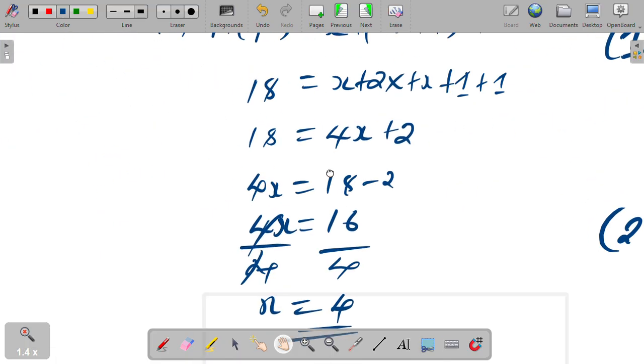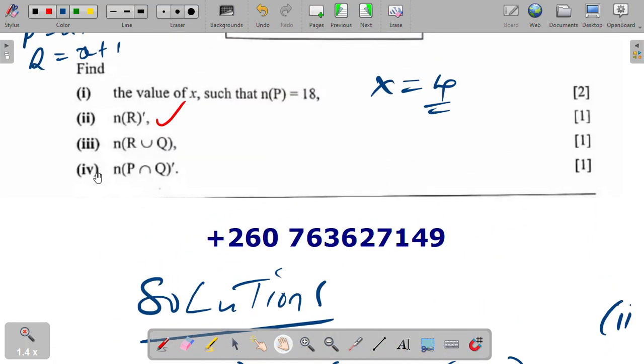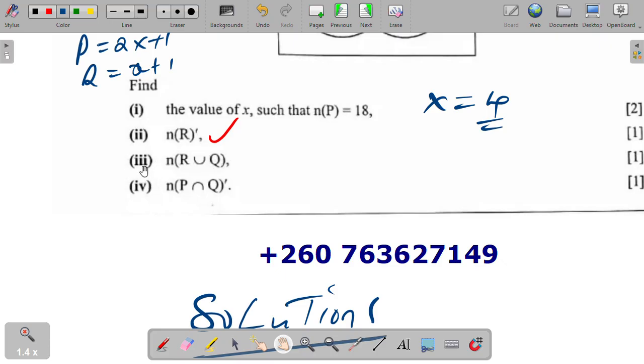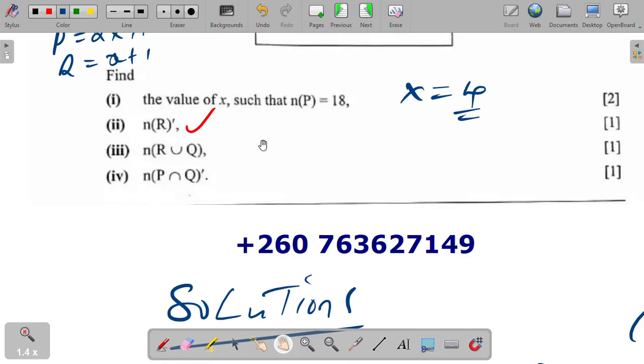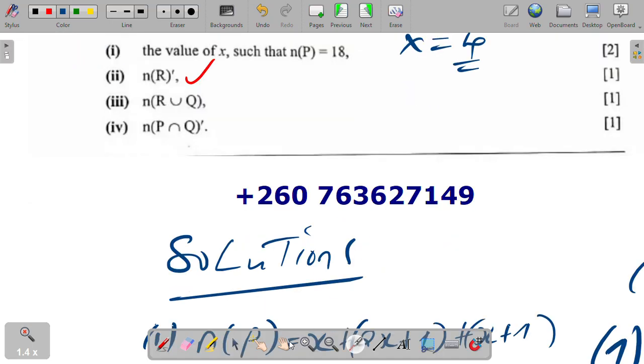Okay, let's move to the third part, the Roman numeral 3, which is this: find the value of n, the number of elements in R union Q. So what do we do here? We just add the elements that are in both R and Q. Okay, so we know, let me just write the solution part here.